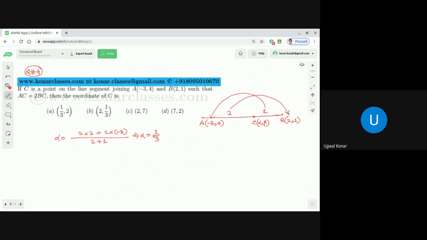But for the sake of completeness, let's find the value of beta. Beta should be what, dear students? Beta should be 2 into 1, that is the y coordinate of the point B, plus 1 into 4, that is the y coordinate of the point A, divided by 2 plus 1. So it becomes 2 plus 4, 6 by 3, that is 2. So it is matching. The coordinate of the point C becomes (1/3, 2), and eventually we get the correct option as option A.